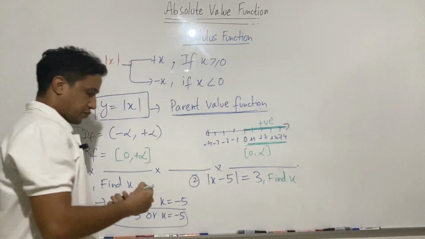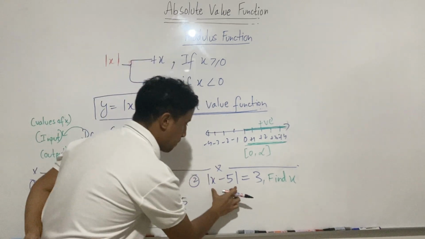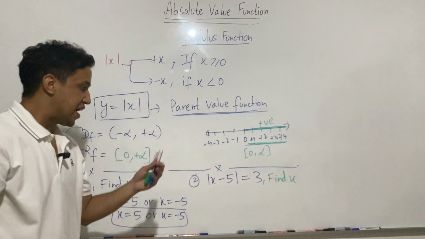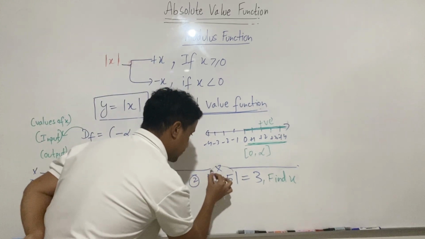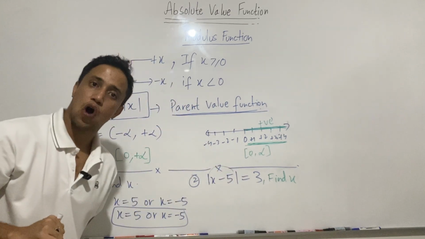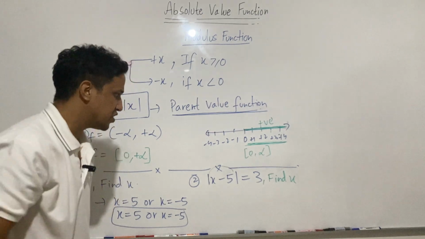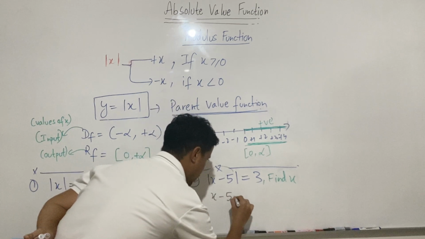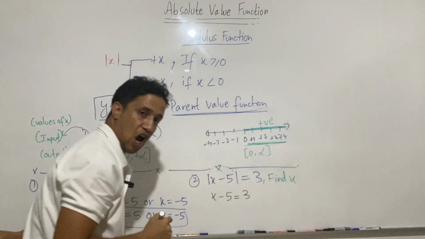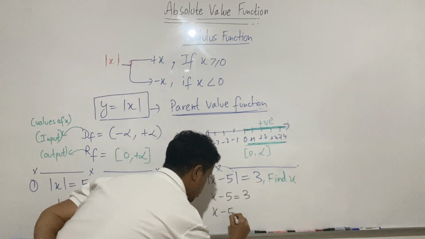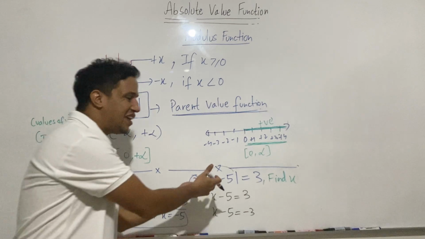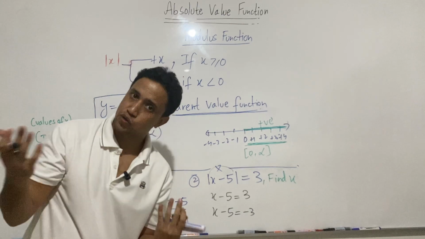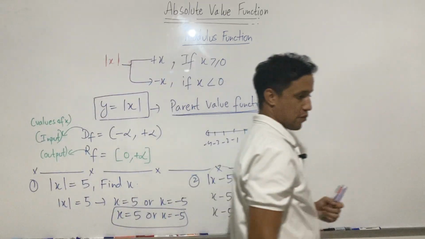Okay, now the modulus of this is 3. It can only happen if your input is x or minus x, right? So what does it mean? It means your input is going to be 3 or your input is going to be minus 3. Only in that case will you get 3 as the value of your absolute function or modulus function, right?